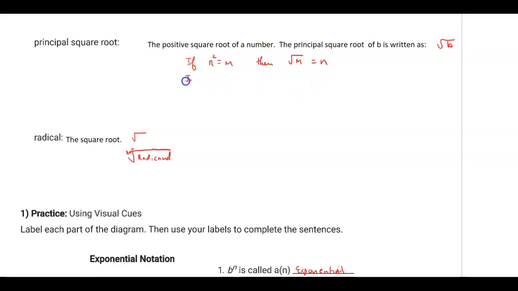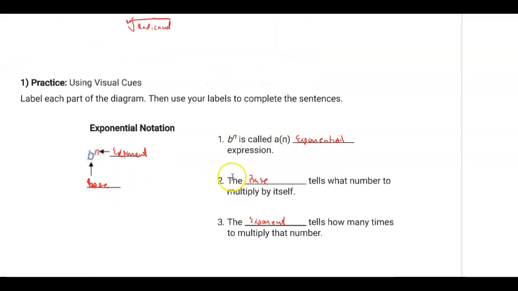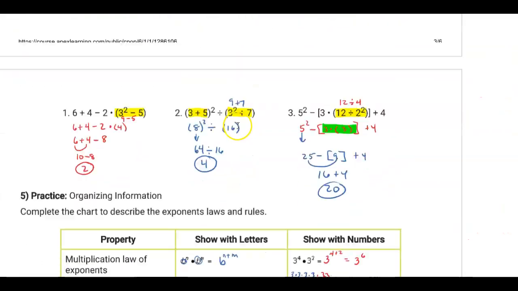And if I put this in numbers, it basically says if, say, 3 squared equals 9, then we say the square root of 9 is 3. So right away when I look at it, the square root of 16, what to the second power would give me 16? That would be 4. So what is the square root of 25 going to be? What to the second power would give me 25? 5. Okay? So that's what the definition of principal square root is.